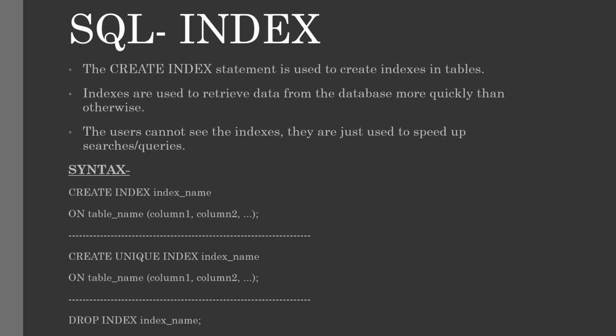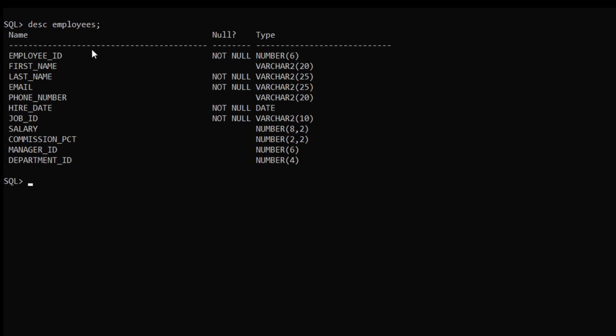Let me explain how to create and drop indexes with some simple examples. This is the SQL command line interface, and today we are going to create an index on the employees table. Let me show you how the metadata looks. Just type DESC employees. So these are the many columns present in the employees table along with their data types and constraints.